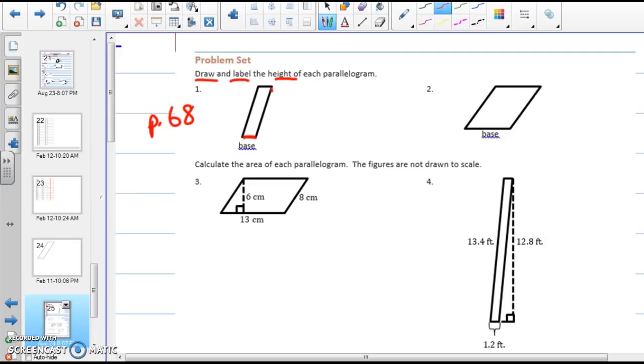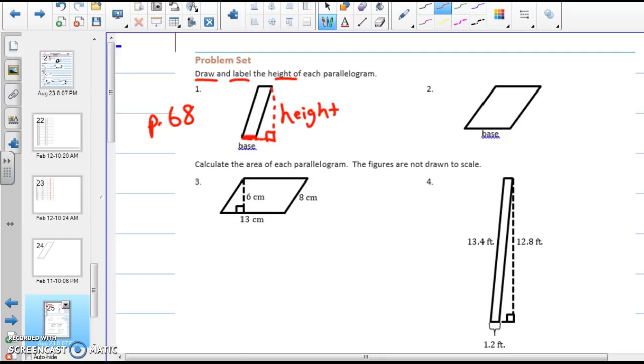So for this first one, you should have drawn the height of your parallelogram on the outside. So if this is the base, if that side is the base, this is the height. That's what you should have done for number 1. If you didn't do that, pause your video now and do that.